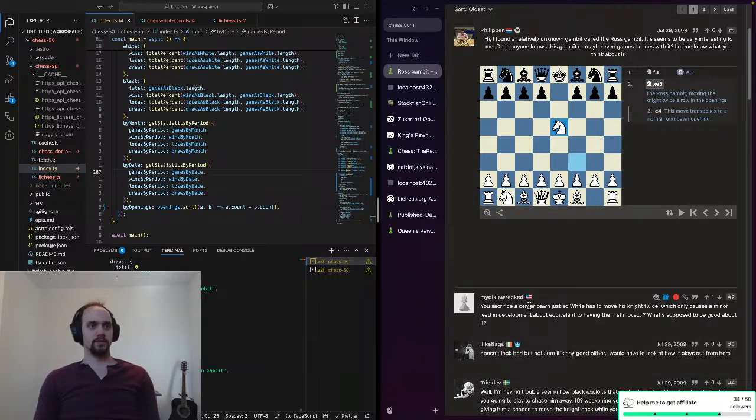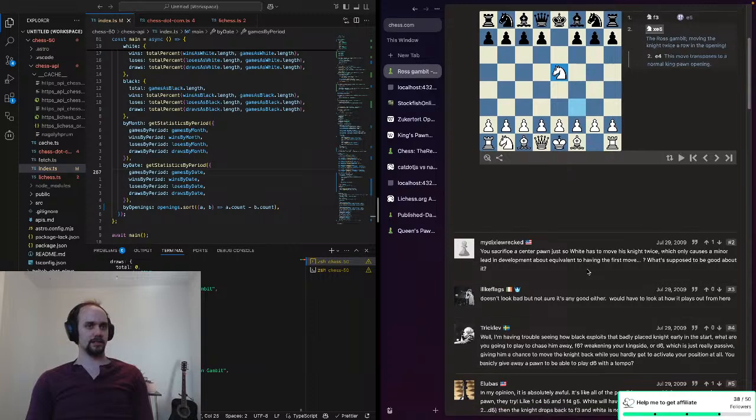Sacrifice a center pawn just so white has to move his knight twice. Drawing causes a minor lead in development, about equivalent to having the first move. What's supposed to be good about it? I think it makes total sense to take it at your level. Maybe it's different for grandmasters. It is interesting though. They lose a piece. What they're saying here is really interesting. They would essentially send this pawn forward, make me retreat, and effectively would have taken the first turn at this point. They'd just be down some material. So it is interesting to think of it that way.